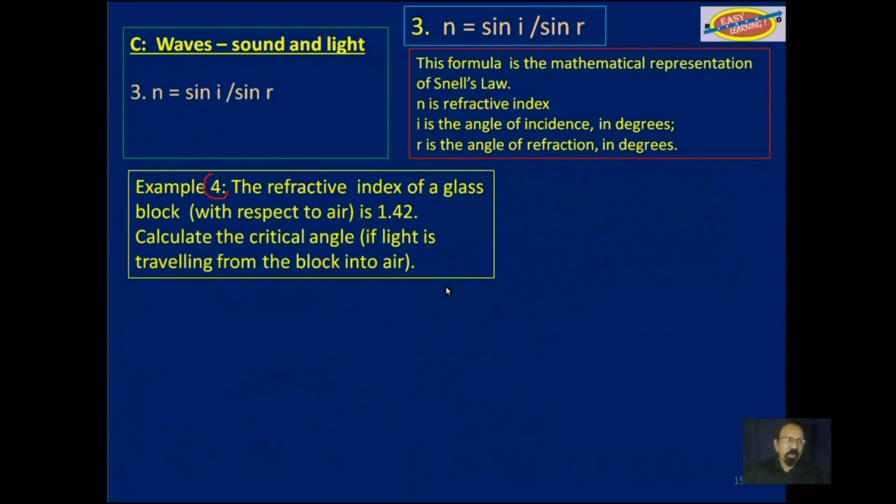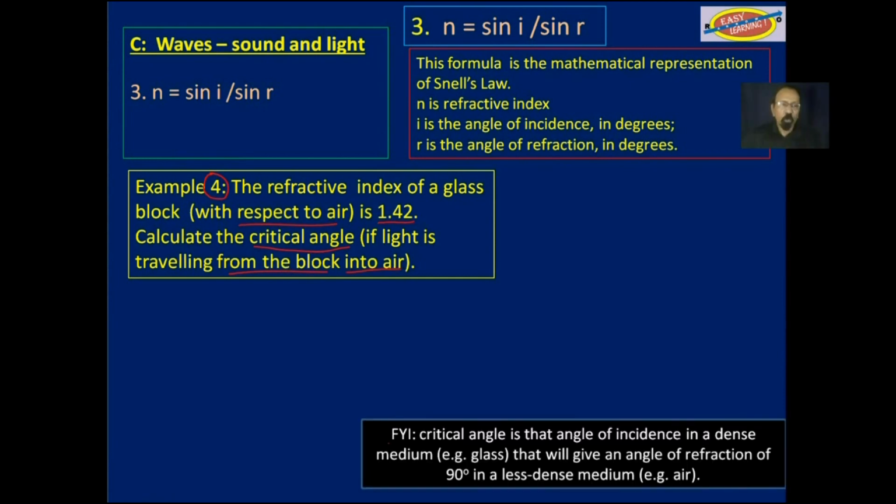So let's look at one more example here, and this one is a little difficult. The refractive index of a glass block with respect to air, so that's the air glass boundary, is 1.42. Calculate the critical angle if light is traveling from the block into the air, the other way around. So first of all, what do we mean by critical angle? Well, the critical angle is that angle of incidence in a dense medium, for example glass, that will give an angle of refraction of exactly 90 degrees in a less dense medium, for example air.